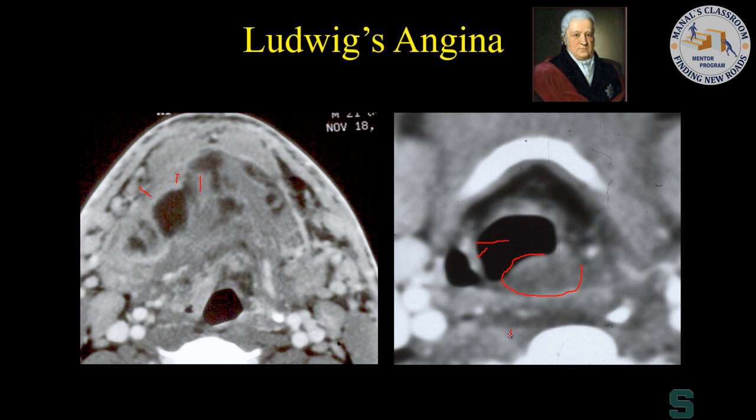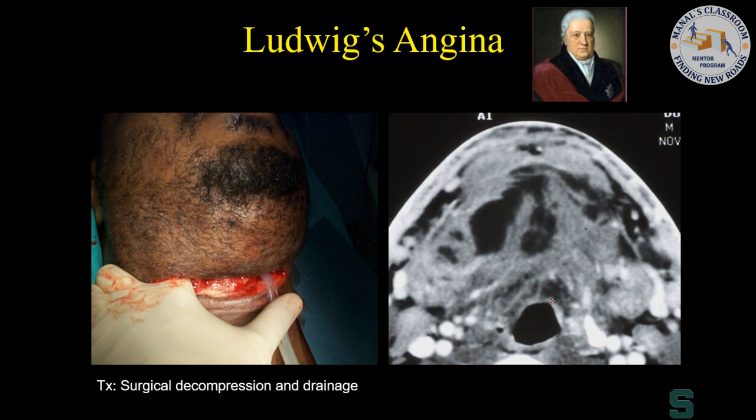Oh, and just for grins, what's located back here? What is this in the retropharyngeal space? Edema. Perfect. It's edema. You guys are so good. And why is Ludwig's angina important? Because when you do have these abscesses, they need to be surgically drained and incised.